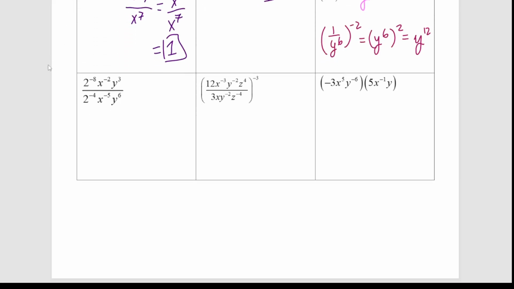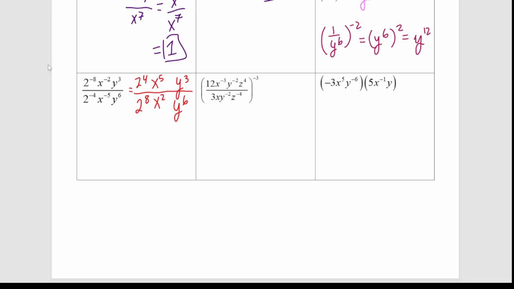For these more complicated ones, I would definitely deal with those negative exponents first before tackling much of anything else. So in particular, for this first one, anything that's a negative, I'm going to flip its location on the fraction. So that becomes 2 to the positive 4th over 2 to the positive 8th, x to the positive 5th over x to the positive 2nd, and then the y to the 3rd and y to the 6th don't have negative exponents. They're still positive, so they're just going to stay where they are.